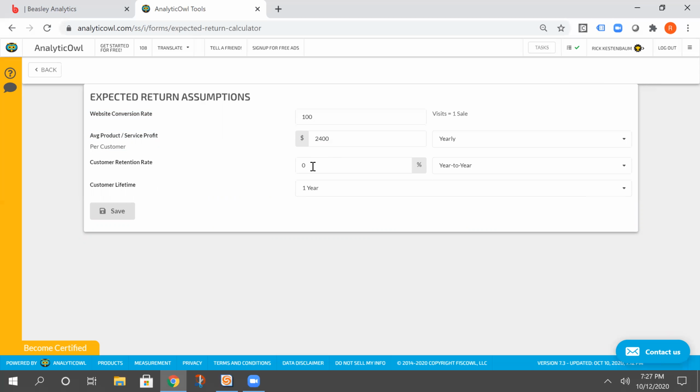Well, let's say they want to be pessimistic and say, you know what, I want to analyze this without looking down the road and seeing whether or not they'll come back. And what's the customer lifetime? Let's say they also want to be pessimistic and say 1 and done. Let's just go with a year. Okay. Well, you click save. It's going to calculate that response for you.